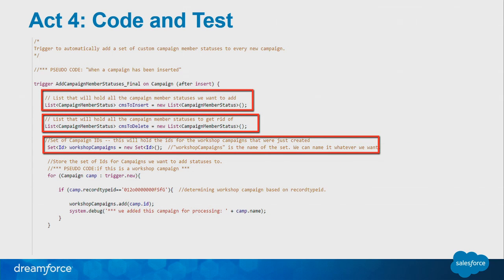Oh, that's a great question, Veronica. That's another common pattern you'll see in triggers. Lists and sets are collections. They're used to hold records that you're going to process. In this trigger, we're going to have a list of campaign member statuses we want to add. That's the first line you see there with the name CMS to insert. We have another list of campaign member statuses to delete. That's the second one there. That's CMS to delete. And finally, a set of campaign IDs that we call workshop campaigns.